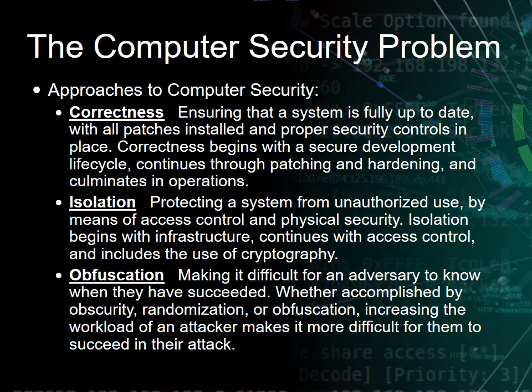Then obfuscation. Making it difficult for an adversary to know when they have succeeded, whether accomplished by obscurity, randomization, or obfuscation. Increasing the workload of an attacker makes it more difficult for them to succeed in their attack. So, for example, if you encrypt something twice over, they might not know that they've succeeded in cracking the first level of encryption because they still have an encrypted message sitting in front of them.